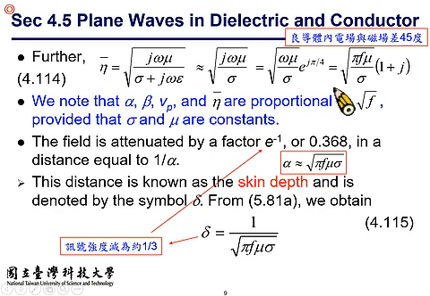And as you can see here, the angle of eta is 45 degrees, as we have seen for the case of seawater. And you will have an important parameter called the skin depth.